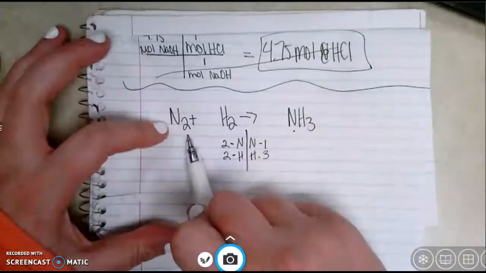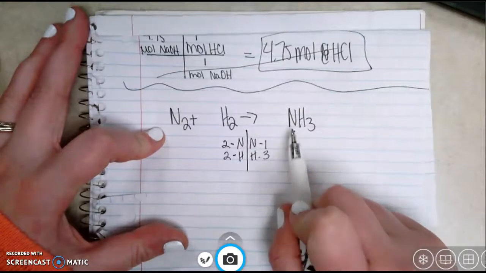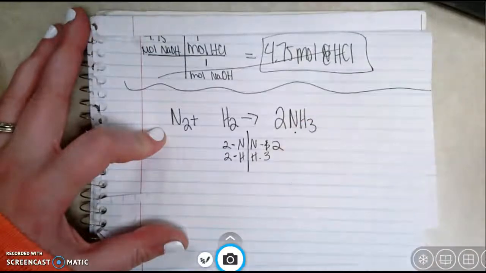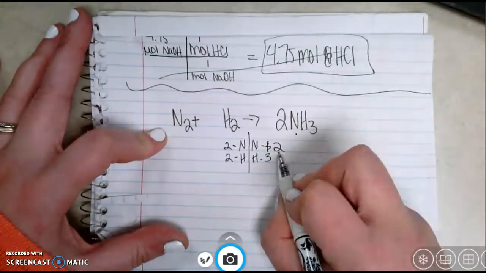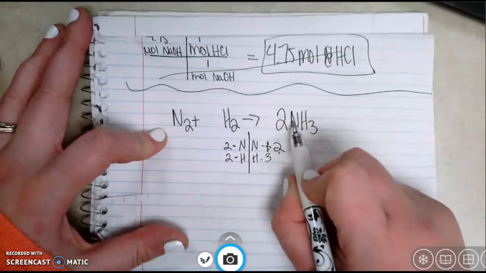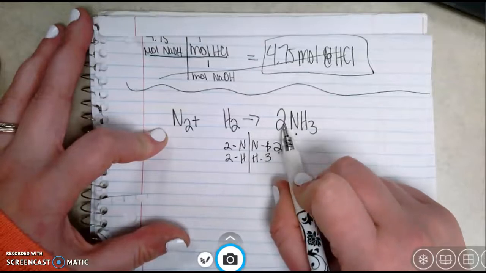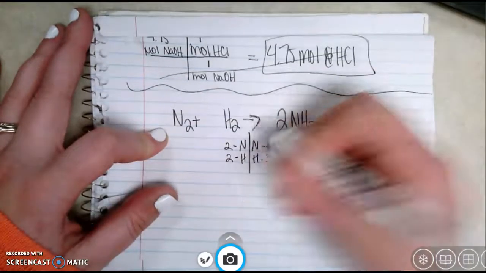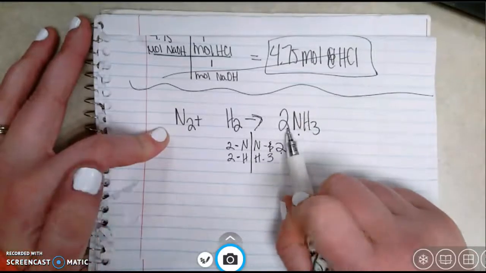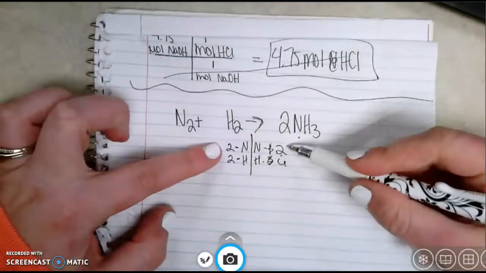If I have 2 nitrogens over here, I need to make there be 2 nitrogens over here. So the best way to do that is to just slap a 2 right in front of that whole entire thing. That changes the amount of nitrogens, but because this is stuck to this hydrogen here, putting a 2 here is going to change the amount of hydrogens I have to the right of my yield sign. If I have 3 and I double that, now I have 6. So my nitrogens match.